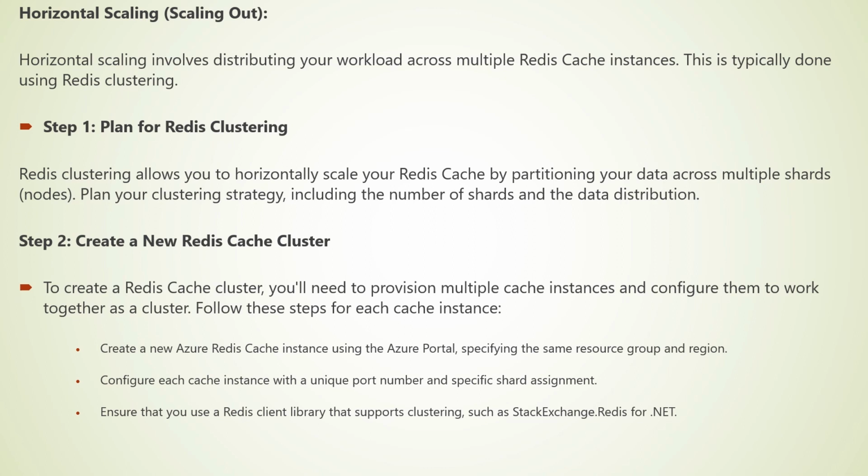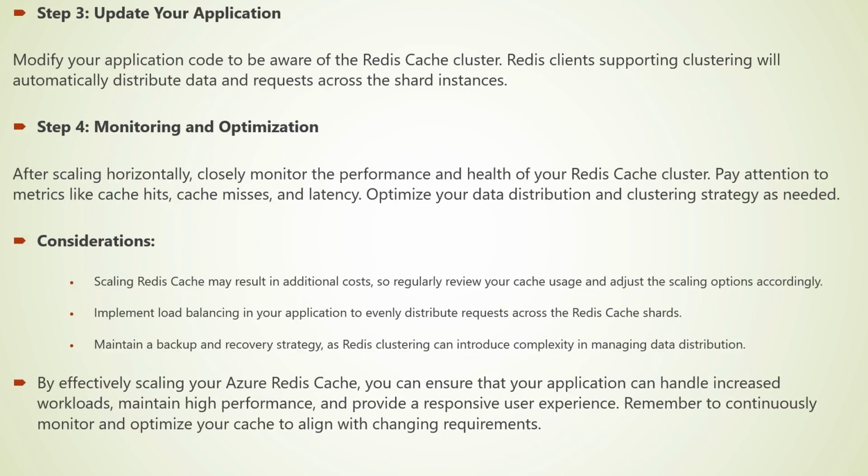To create a Redis cache cluster, you'll need to provision multiple cache instances and configure them to work together as a cluster. Follow these steps for each cache instance. Create a new Azure Redis Cache instance using the Azure portal, specifying the same resource group and region. Configure each cache instance with a unique port number and specific shard assignment. Ensure that you use a Redis client library that supports clustering, such as StackExchange.Redis for .NET.